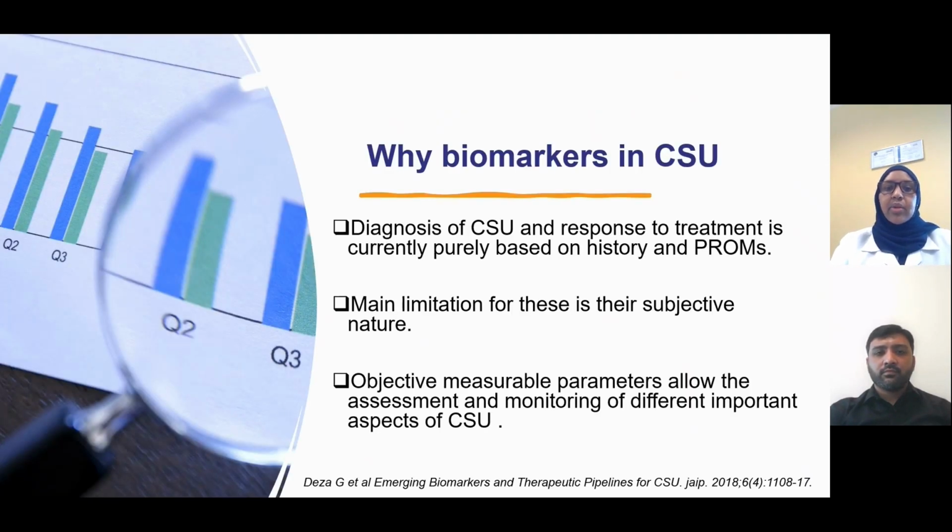Currently in CSU, for diagnosis and monitoring response to treatment, we depend on history and patient-reported outcomes. The main limitation of these is their subjective nature, so we are trying to find objective parameters like biomarkers to allow assessment and monitoring of different aspects of CSU.